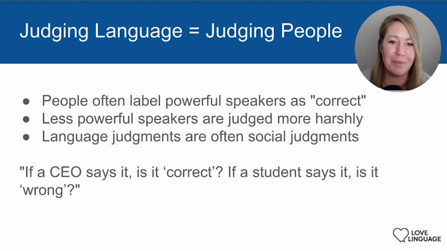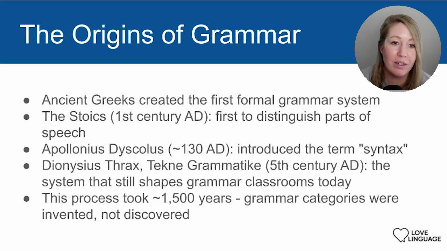So a useful way to think about it would be like if a CEO says something one way and a student says something another way, which one usually gets labeled as correct, right? And the answer often has less to do with grammar and more to do with who has the social power. So judgments about language are very often judgments about the people or the speaker.